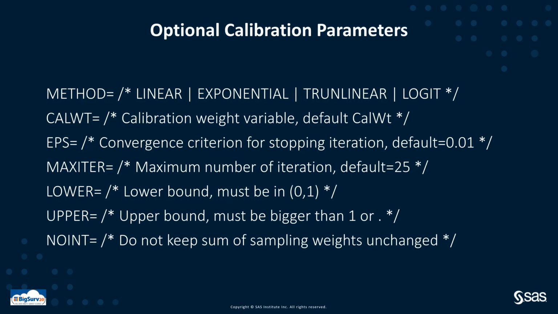Several optional macro parameters also control the calibration. You can get more details about these parameters in the paper, which will be available for download from my GitHub site. One important parameter is method, which specifies the calibration method you want to use. You can use any of the 4 methods I mentioned earlier. If you do not specify this parameter, the macro uses the linear method first by default.